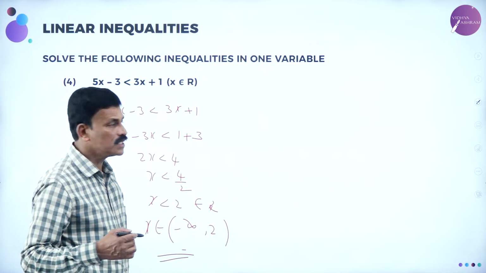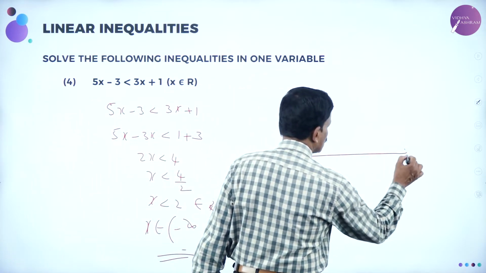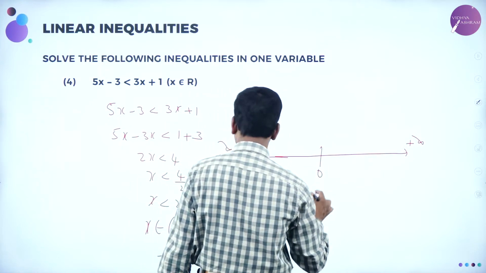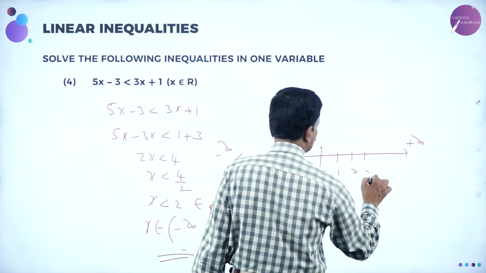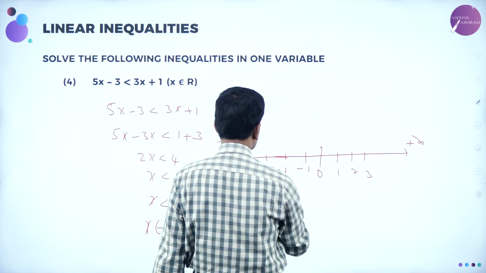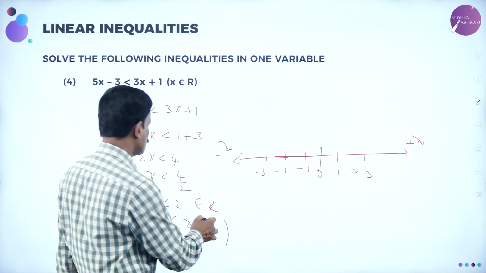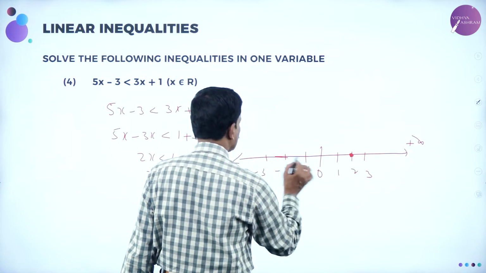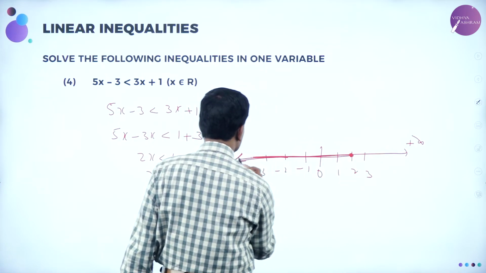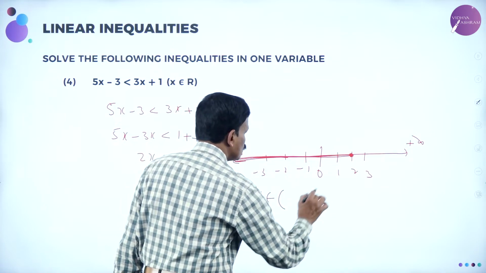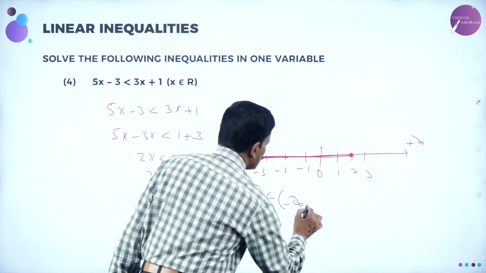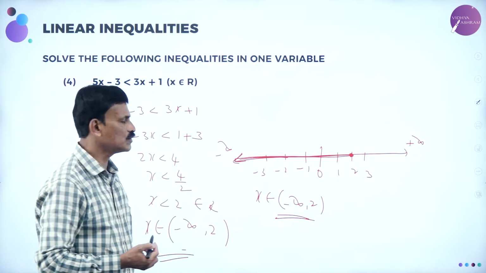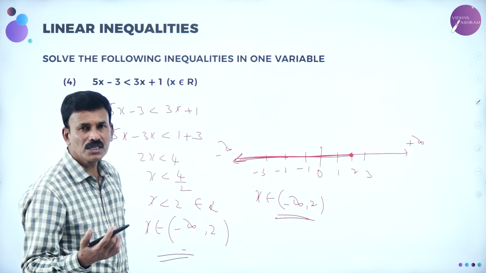Suppose if we want to represent this on the number line, let us draw the line. This is the line, plus infinity and minus infinity. This is 0, plus 1, plus 2, plus 3, minus 1, minus 2, minus 3. Here it is 2 and less than 2. So this is 2 and less than 2 up to infinity. So these are the values. So that is x belongs to minus infinity comma 2. This is how we are going to represent it on a number line. That's it. Okay. So if you do this much, you will get 2 marks.